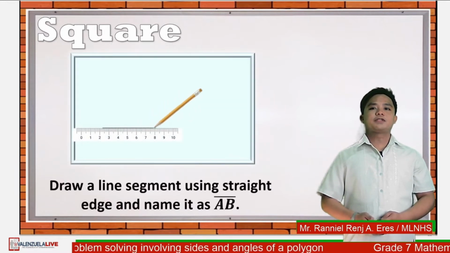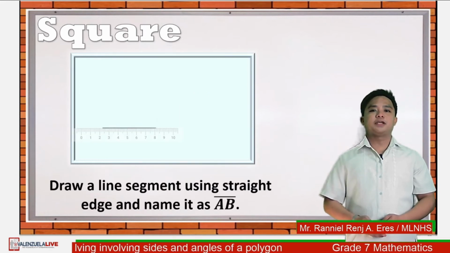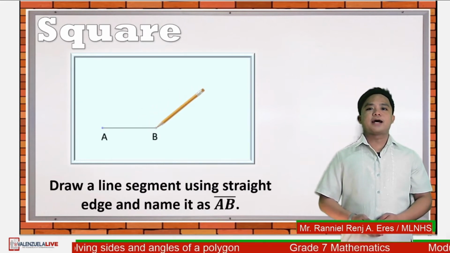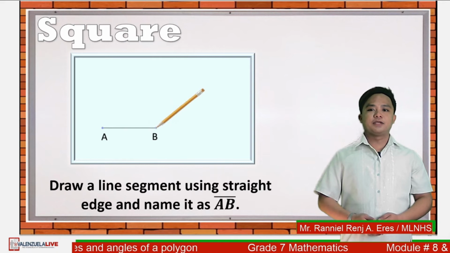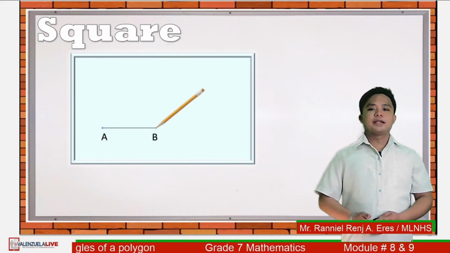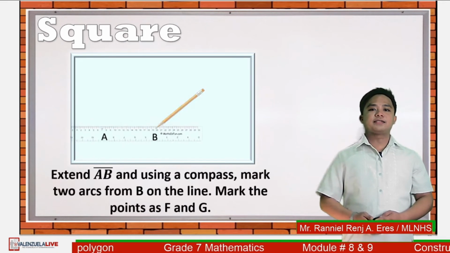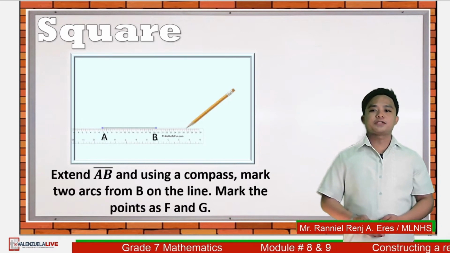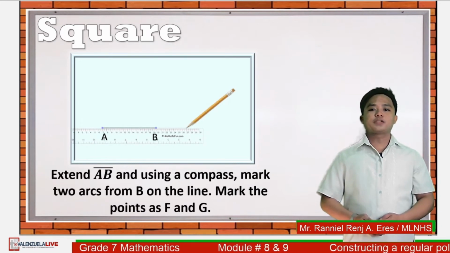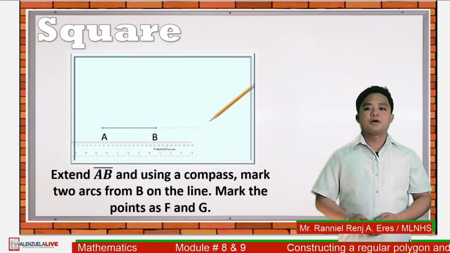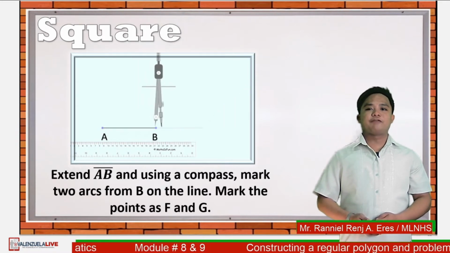So the first step is to draw a line segment using a straight edge and name it line segment AB. The next step is to extend the line segment AB and use a compass. Mark two arcs from B on the line. Mark the points as F and G.